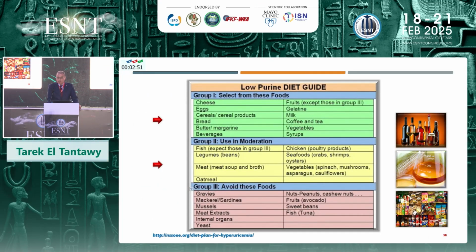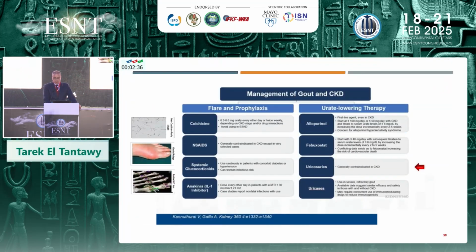As regards treatment, this is the guidance for our doctors: what drugs to avoid, and especially alcohol, high fructose corn syrup, sugar, and others. This is the management of gout and CKD, including flare and prophylaxis.